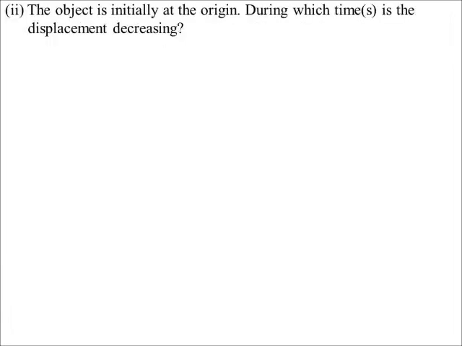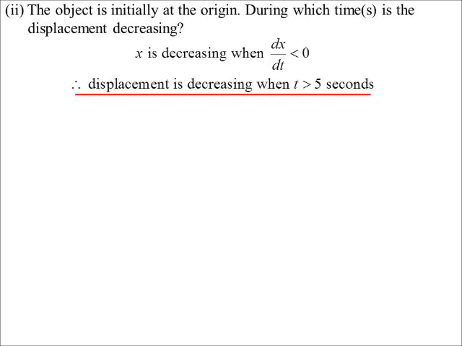All right. They've told us we're initially at the origin, so during which times is the displacement decreasing? So we know it's decreasing when velocity is less than 0. Now if you look at your graph, I mean it's on the slide before, but you've still got it in front of you. Well, once t is greater than 5, the displacement graph would be decreasing because my velocity graph is negative.